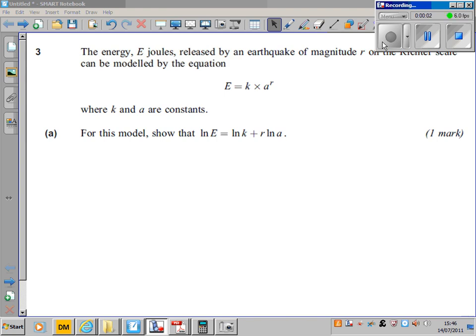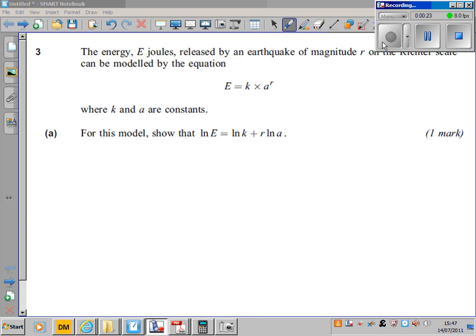June 2010, algebra question number 3. The energy E joules released by an earthquake of magnitude R on the Richter scale can be modelled by the equation E equals K multiplied by A to the power of R, where K and A are constants. For this model, show that ln E equals ln K plus R ln A.